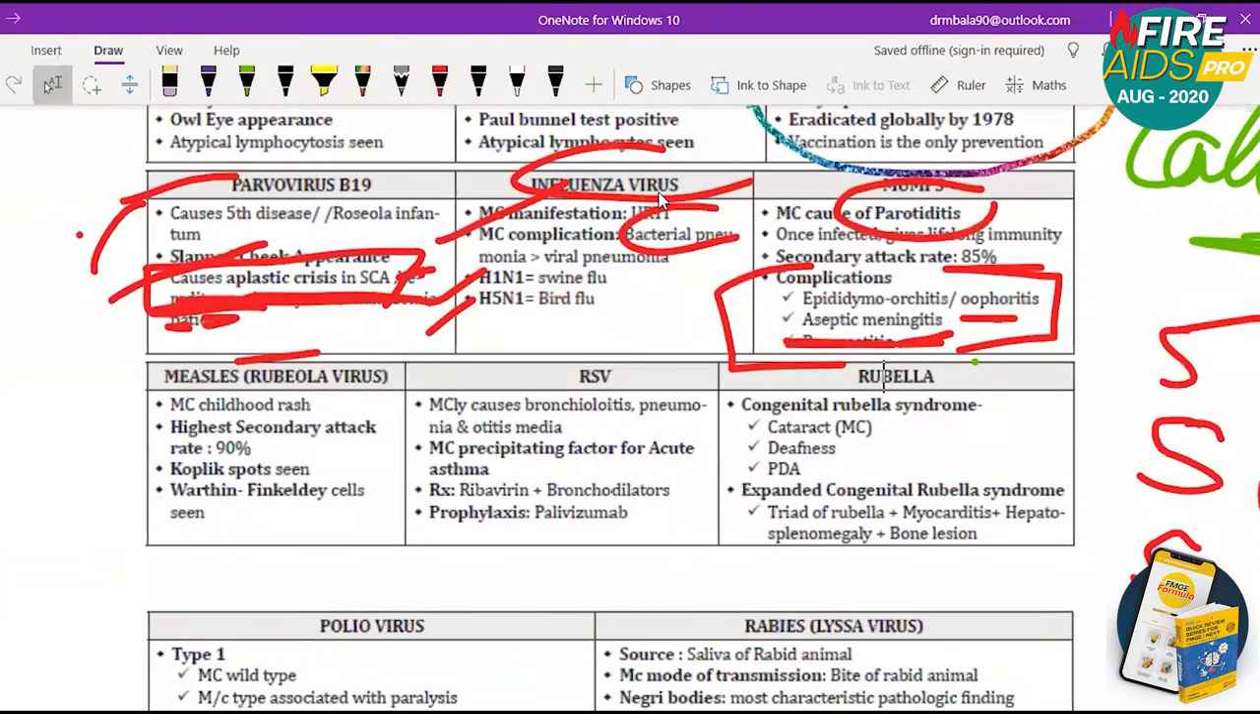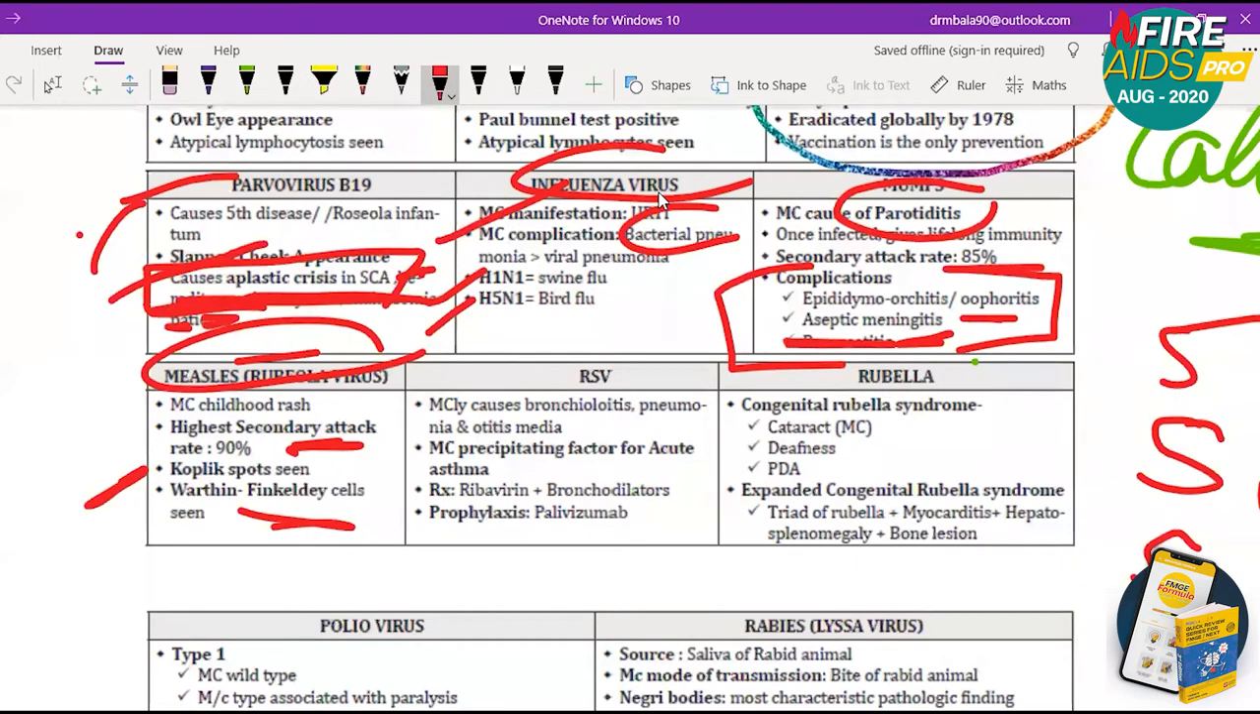Then in contrast, measles has a secondary attack rate of almost 90%. You see something called Koplik spots, which are seen opposite the upper second molar tooth. Warthin-Finkeldey cells are seen. We have already seen this MCQ.